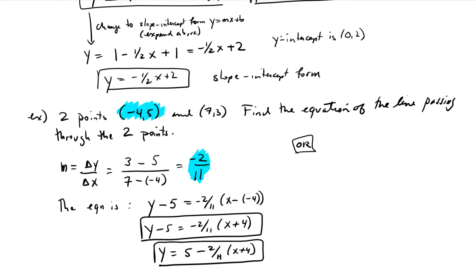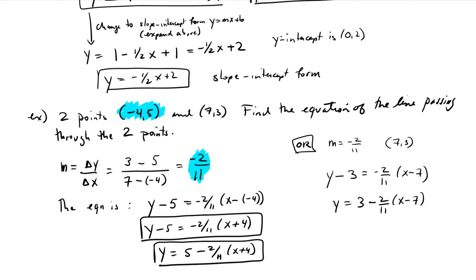Or here's another possibility. I chose the first point as my point. I could also choose the second point. m is still minus 2 over 11, but my point, I could also use 7, 3. So how would my equation look? It will look like y minus the y coordinate is equal to the slope times x minus the x coordinate. And after sending the 3 on the other side, I would get this. So both are actually good. I could give that as my answer. I could give that.